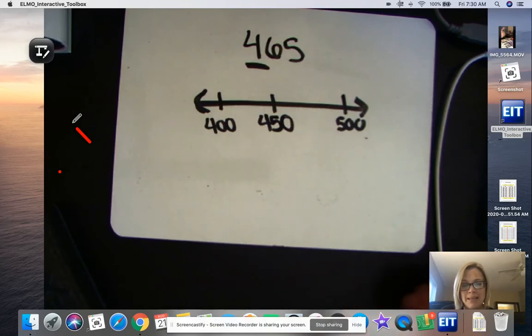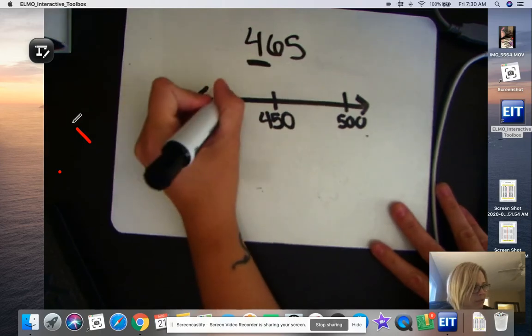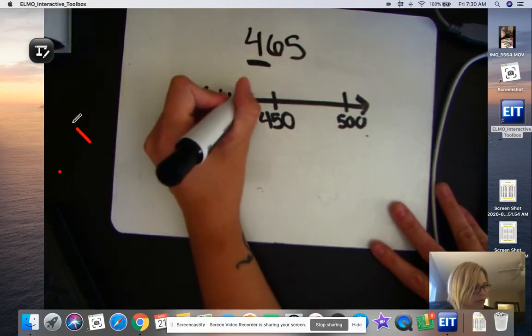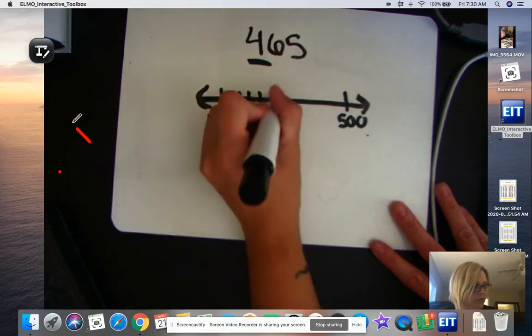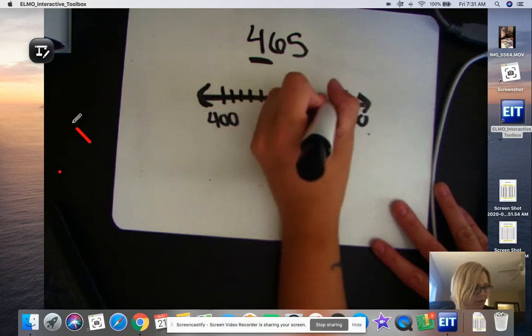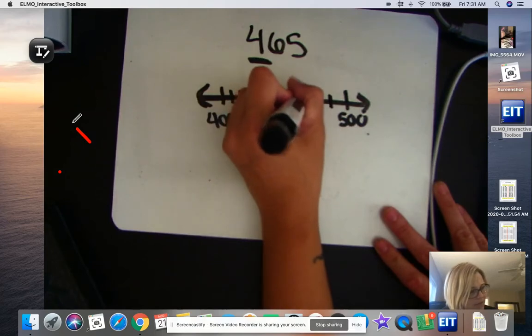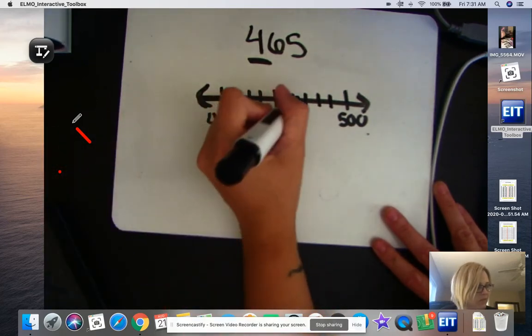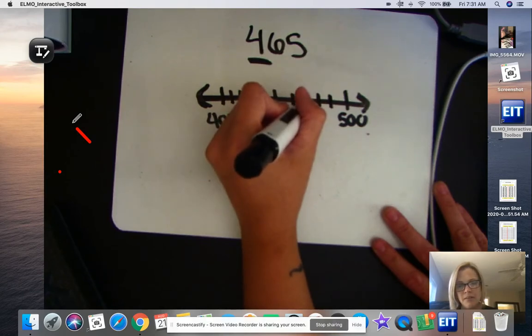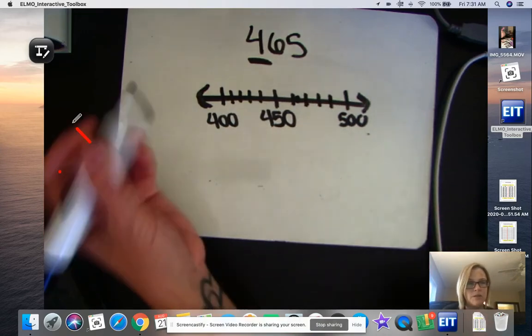Now I'm going to count by tens on my number line to find where this number would be. So I might say 410, 420, 430, 440, 450, 460, 470, 480, 490, 500. 460 is going to be somewhere right here because this is 460 and this is 470. So 465 is going to be somewhere in between the 460 and the 470.